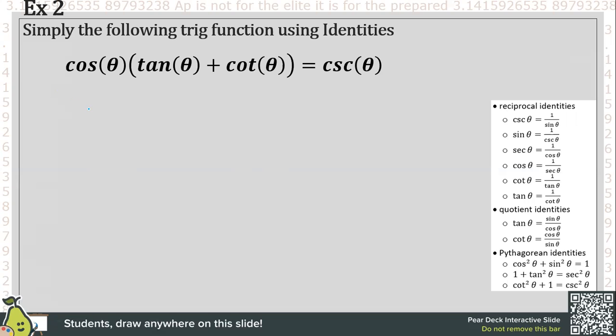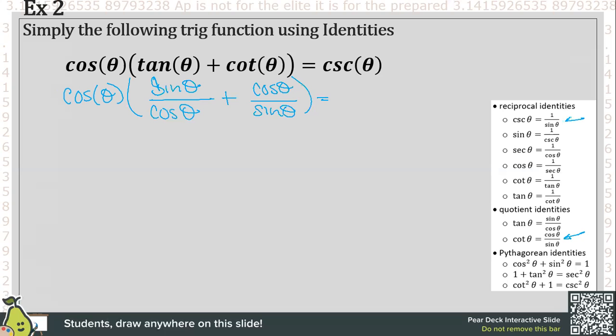So the first thing you should have done was to rewrite this. So we have cosine theta times tangent. Tangent in terms of sine and cosine is sine divided by cosine, plus cotangent. Remember, cotangent is cosine divided by sine, is equal to cosecant. Cosecant is the reciprocal of sine, so 1 over sine of theta.